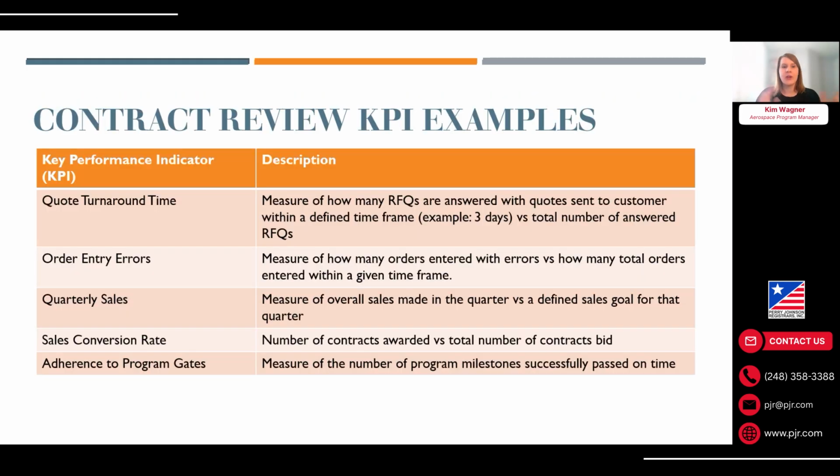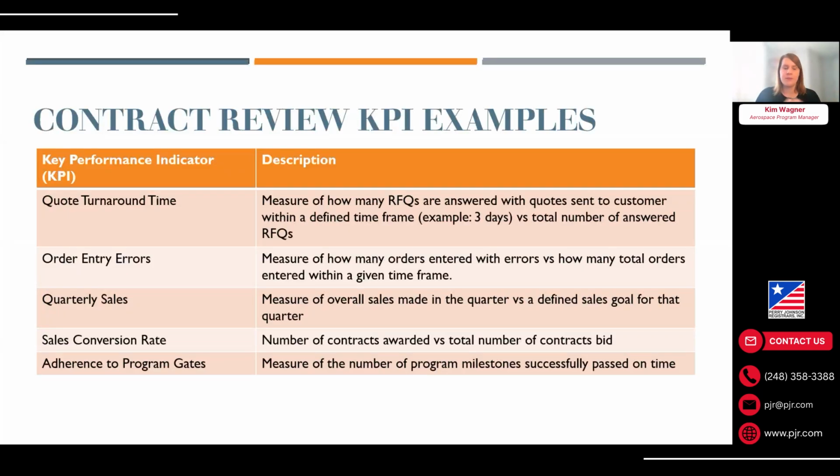Okay, so again, we're kind of using that example interaction of processes for our example quality management system, where our three operational processes are contract review, purchasing, and manufacturing. So we're going to start with some KPI examples that could help measure your contract review process. So for example, we've got quote turnaround time. This would measure the amount of RFQs or requests for quotes that are answered in a defined time frame versus the total number of RFQs received.